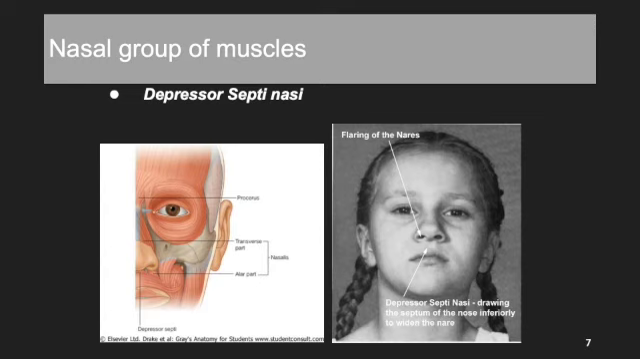So this is the depressor septi nasi. Again, says what it is and is what it says. This is going to depress the nasal septum, which, as you can tell by the picture, kind of gives you that, hey, you want to fight, or what I like to call the thug look, right? So this is that picture that, if you don't want someone to mess with you, you're going to contract, you're going to activate your depressor septi nasi.